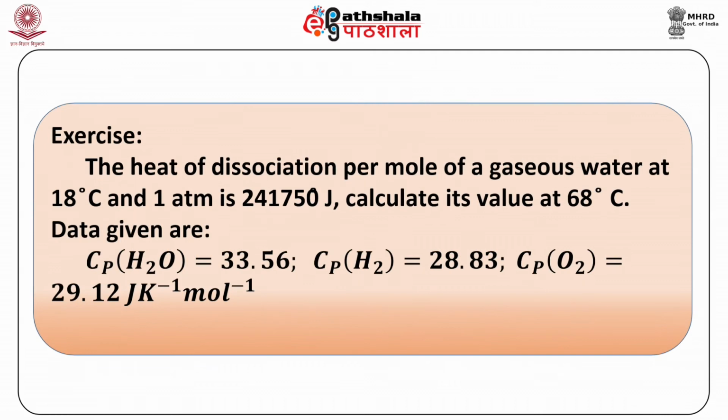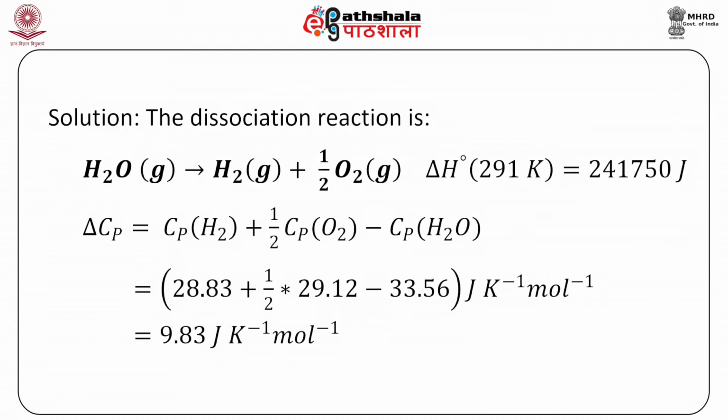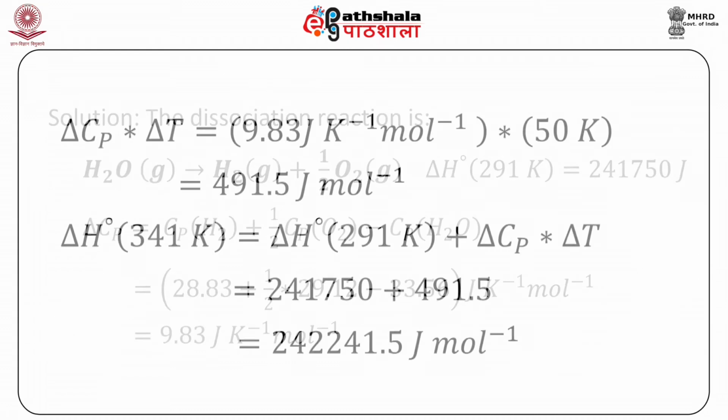The heat of dissociation per mole of gaseous water at 18 degrees Celsius and 1 atmosphere is 241750 joules. Calculate its value at 68 degrees Celsius. Data given are shown. The solution is as follows.